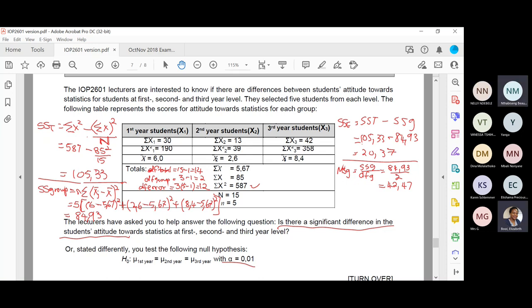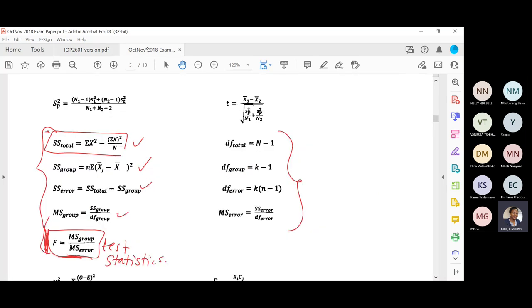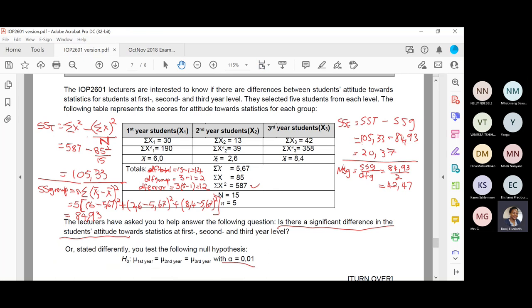Okay. Now we need to go and calculate the last one, because the test statistic is MS group divided by MS error. MS error is SS error divided by the degrees of freedom error. So we can do that. MS error is given by SS error divided by degrees of freedom for error. SS error, we did calculate it, was 20.37, depending on your data. Remember, you must substitute the values that you got as you have them. Divide by the degrees of freedom error, which is 12.